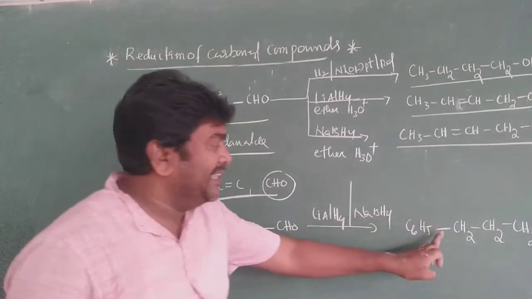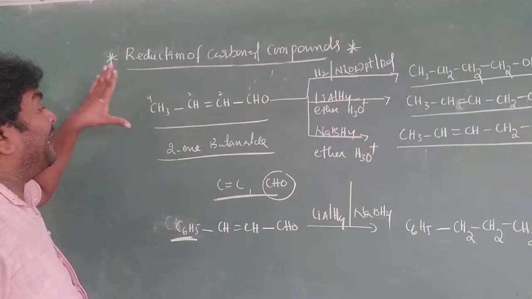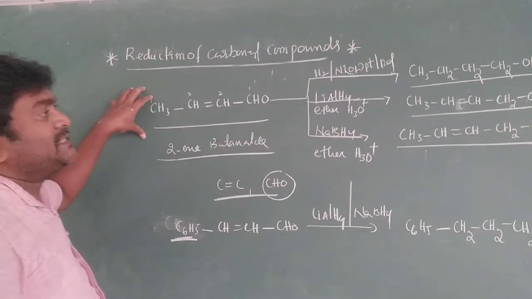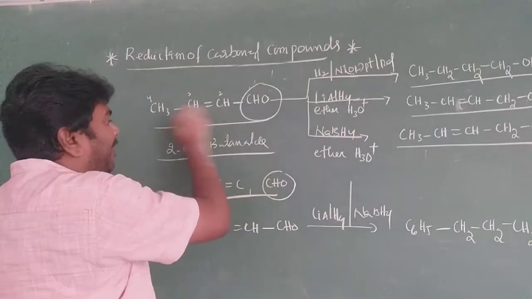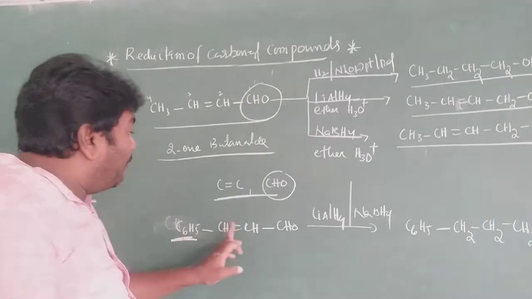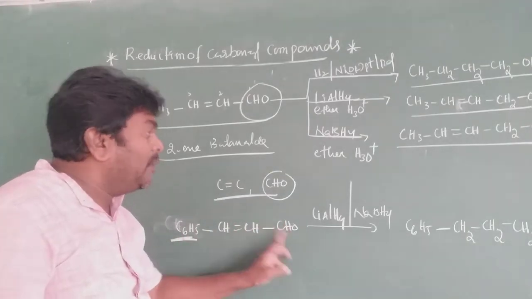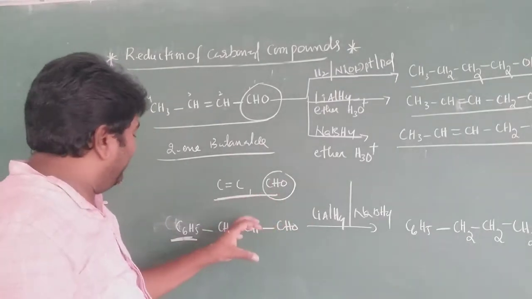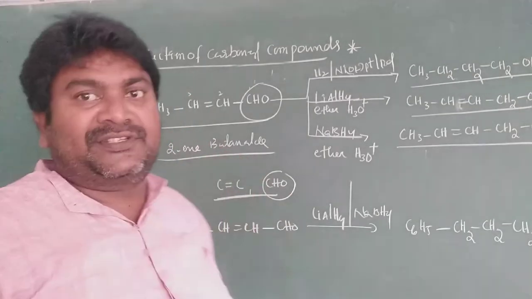You have to see here, this is very, very important. For aliphatic unsaturated aldehydes, it can reduce only the carbonyl group but not the double bond. In case a phenyl group is present, both the double bond and the aldehyde group can be reduced. This is the reduction of carbonyl compounds.